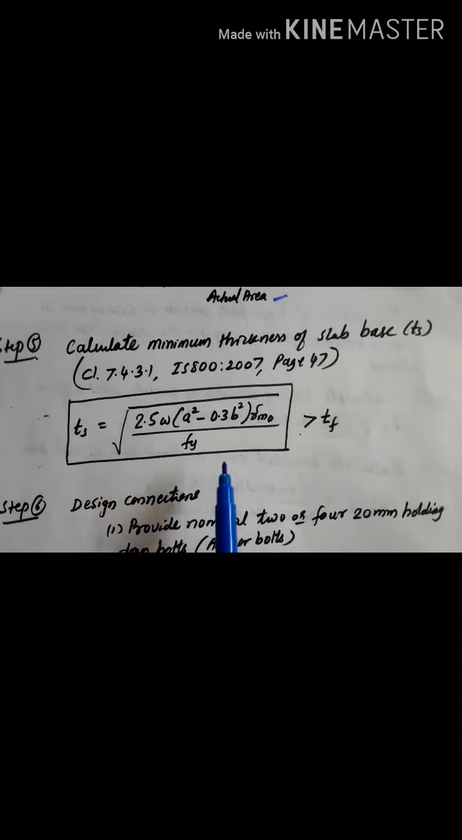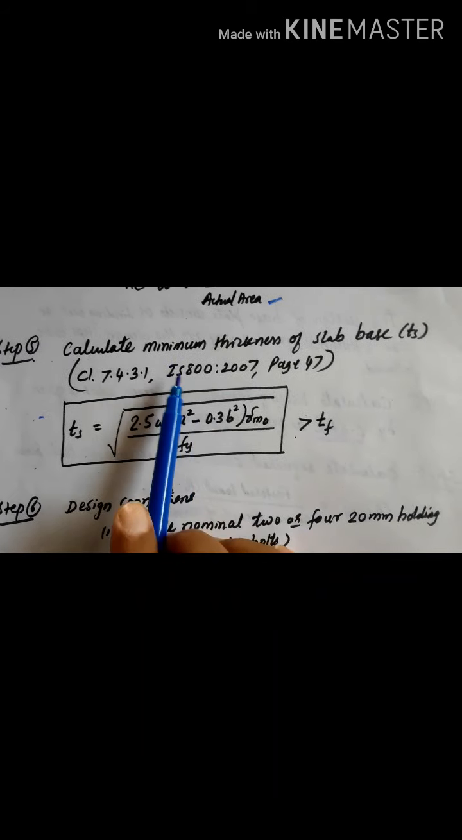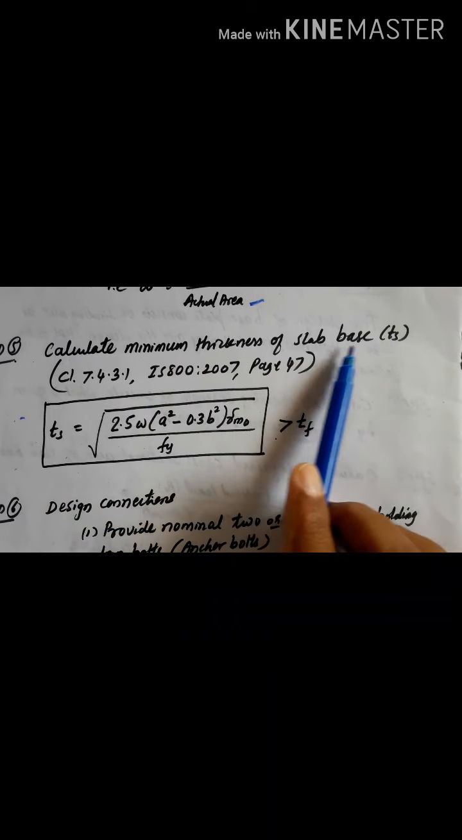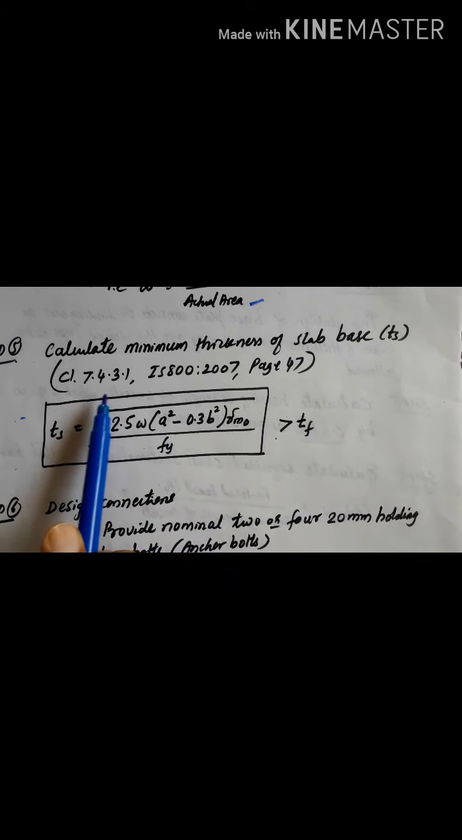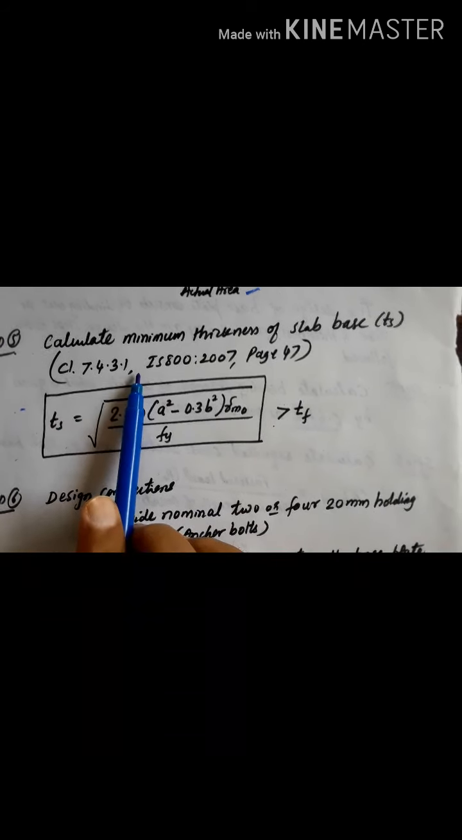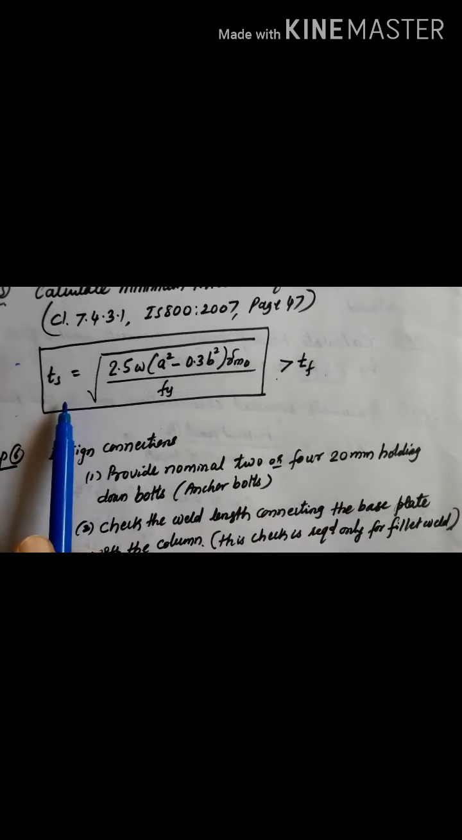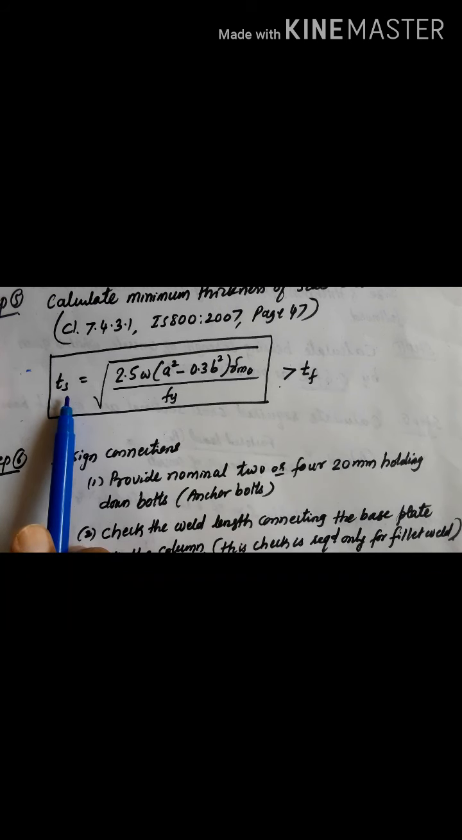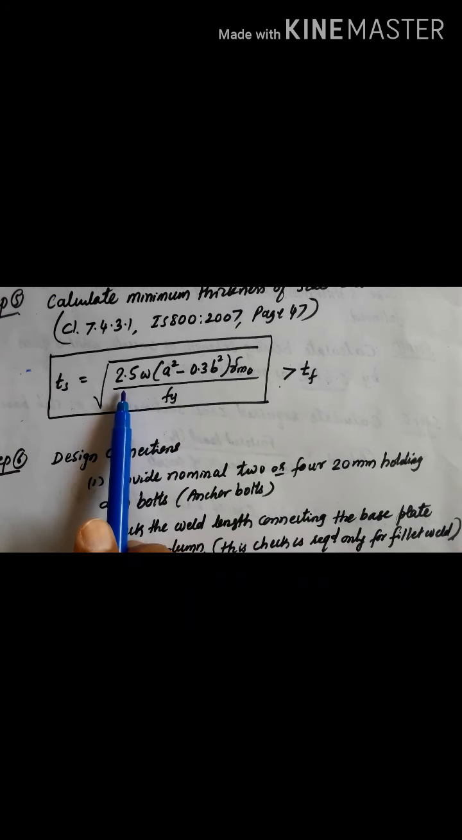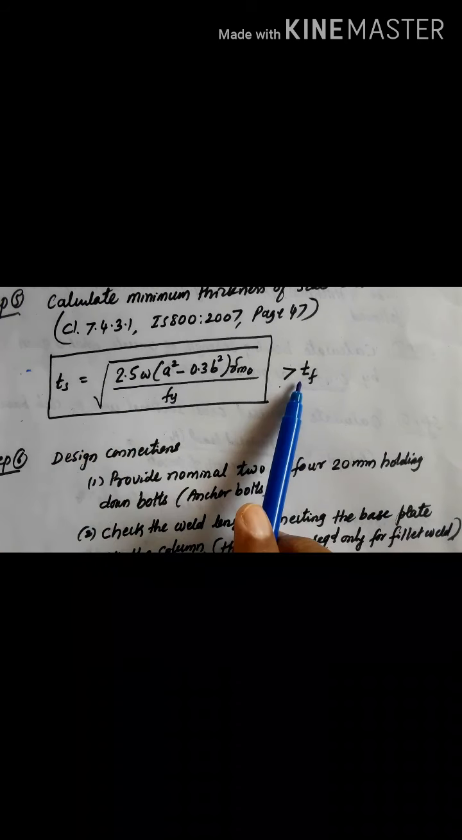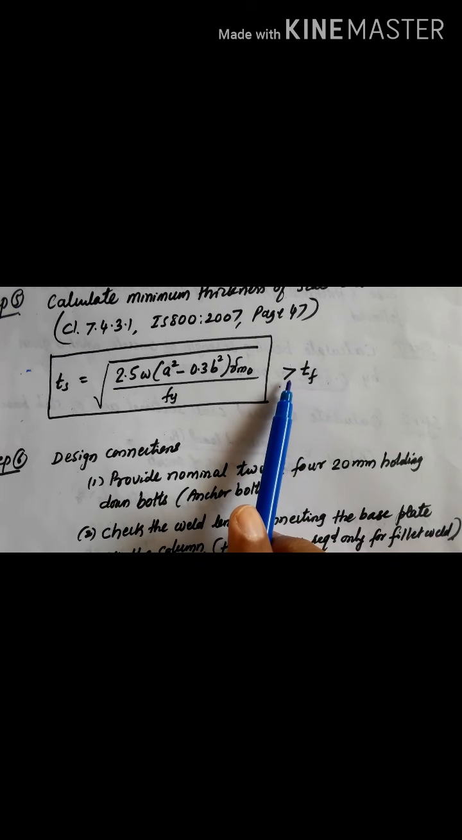Then next is to calculate the minimum thickness of the base plate, that is TS, and you have to refer to clause 7.4.3.1 of IS 800 2007, page number 47. There the formula is given for how to calculate the thickness of the base plate. You have to use this formula. Whatever thickness you get, it should be more than the thickness of the flange provided. If you are getting less than the thickness of the flange provided, then you have to take the thickness of flange as the thickness of the base slab.